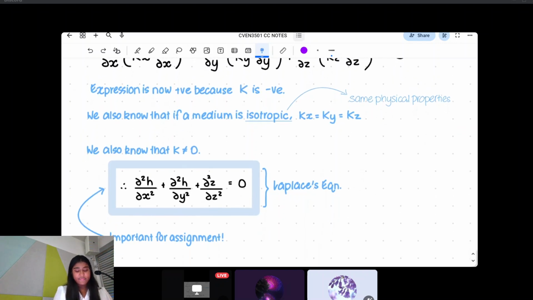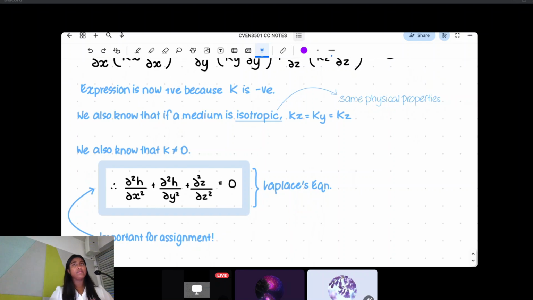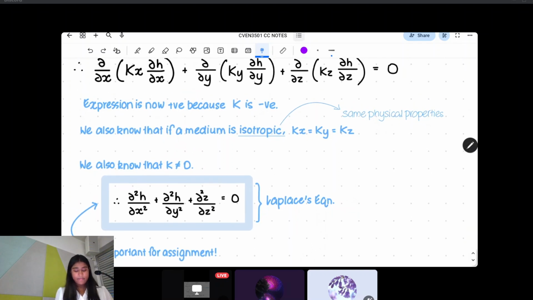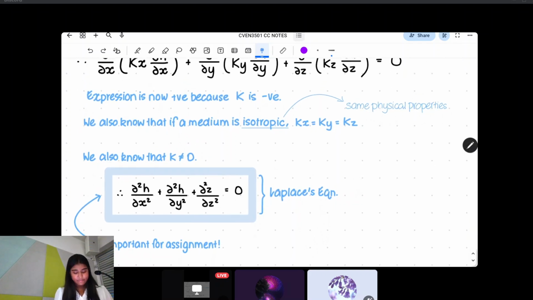Another thing that we know is that if a medium, like the material of your aquifer, is isotropic, which means it's got the same physical properties throughout the entire volume, we know that the hydraulic conductivity for that medium is going to be exactly the same in all directions, okay? And we know that because there is a medium there, it's not going to equal zero. So again, we can take it out, we can factorize it.